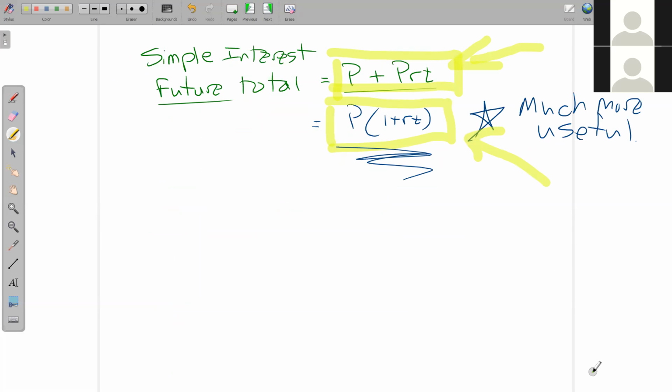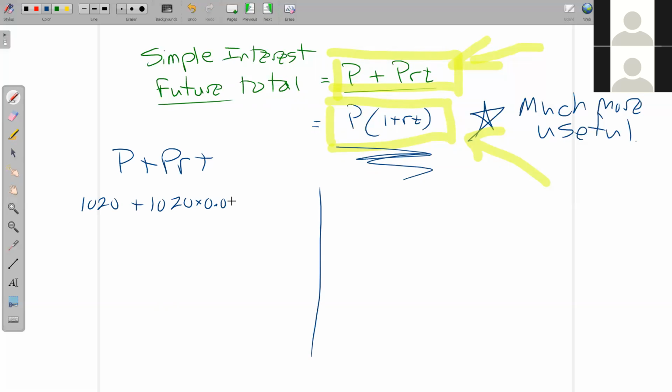So we're going to test that on the calculator. So whip out a calculator, if you don't already have one, you're going to need it. We're going to compare P plus PRT for the current year, that's 1,020 plus 1,020 times 0.02 times 1, versus this other way, which says just take the 1,020, put a parentheses, and then do 1 plus 0.02 times 1. And what we should find is the result should be identical.